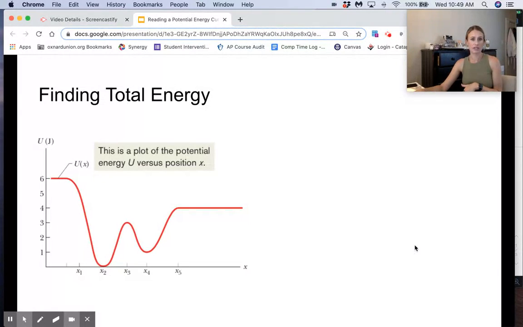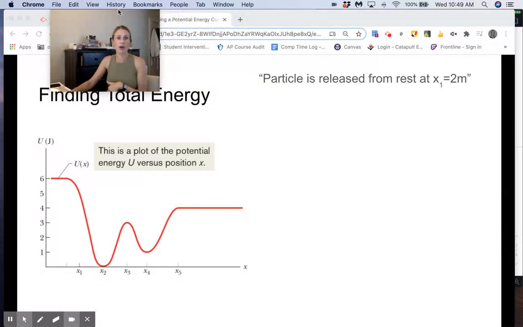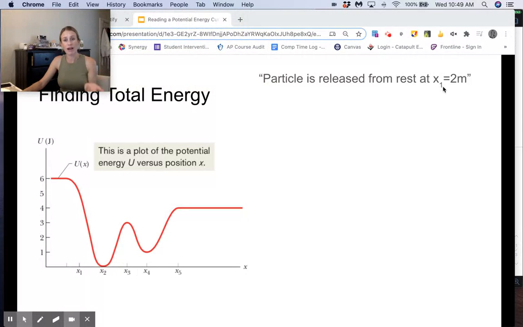An example of this would be, they would say something like the particle is released from rest at x1 equals 2 meters. What this tells us is that because our particle is released from rest at x1, rest means no kinetic energy. So at this position x1, which is 2 meters, we have all potential energy. So our potential energy is equal to our total mechanical energy.